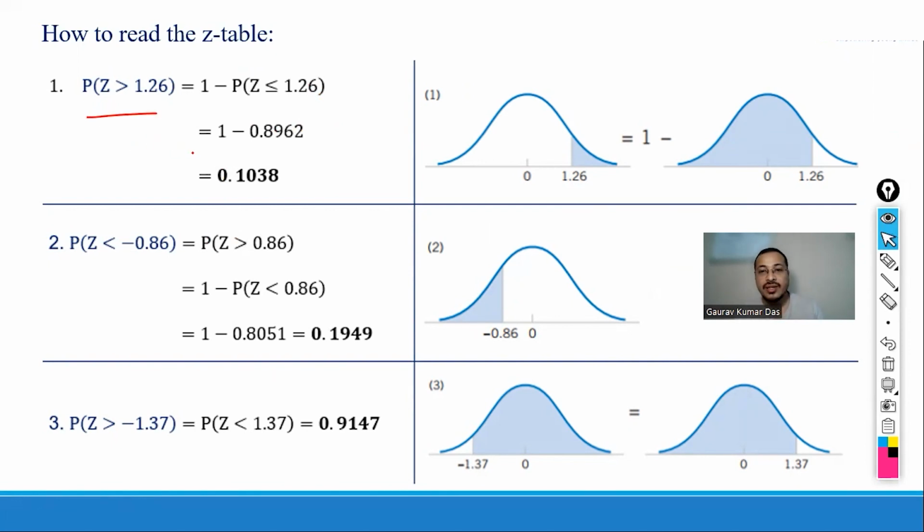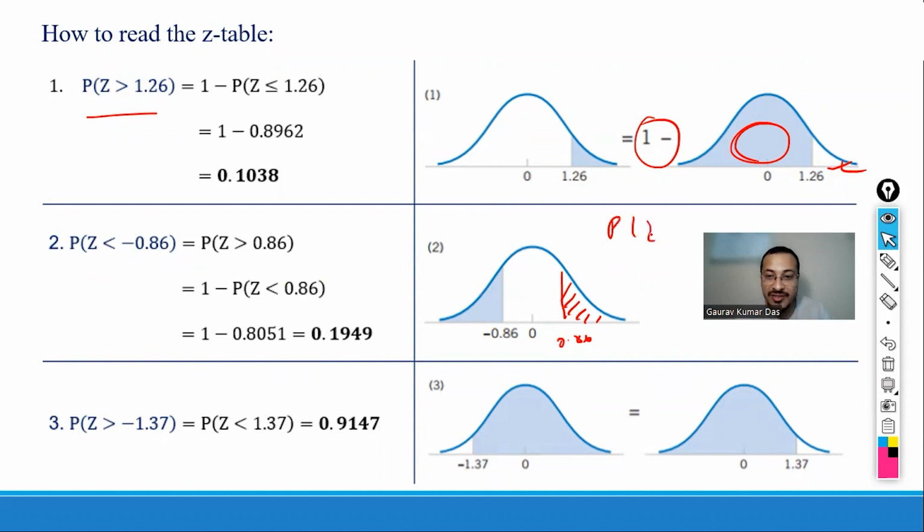In the table, we have all positive values of Z, and that too only for Z less than values. So we have to calculate this region first from the table and subtract it from 1. Next, probability of Z less than minus 0.86. Again, negative values are not given. Less than values are given, but negative values are not. So probability of Z less than minus 0.86 will be the same as calculating probability of Z greater than 0.86, because both these two halves are symmetrical.